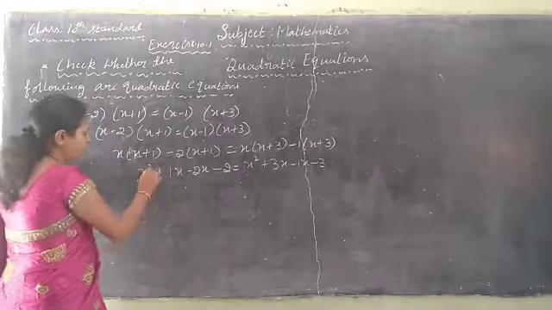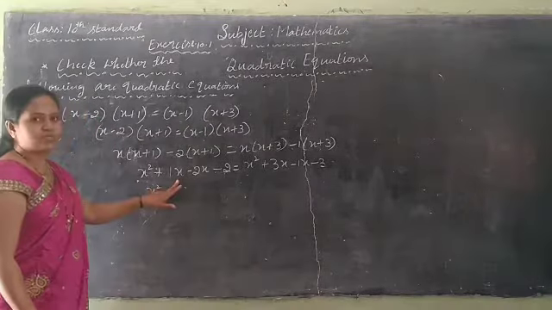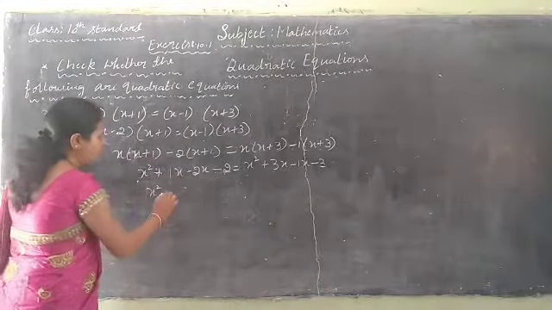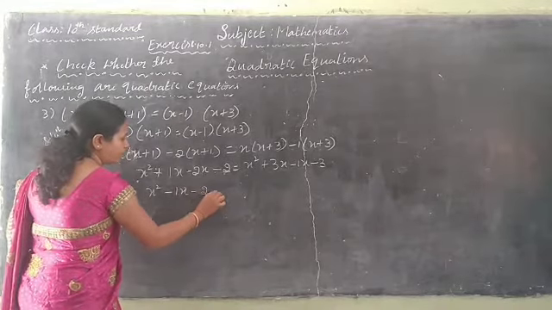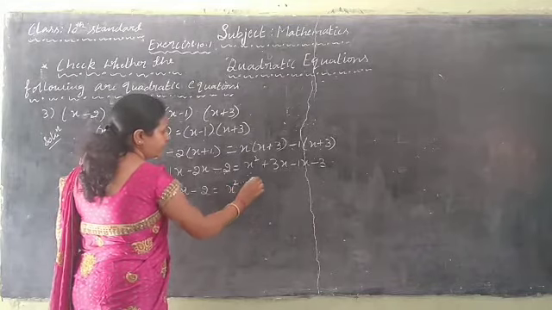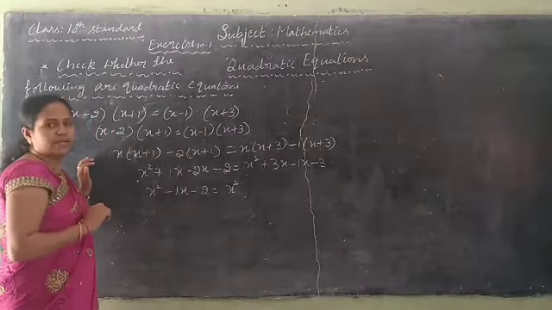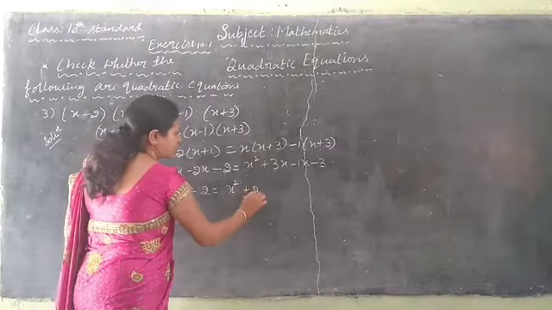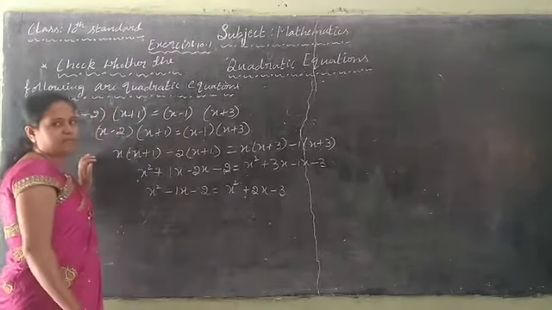Now, write down x square as it is. Now, minus 2x and plus 1x is there, children. From minus 2x, subtract 1x. What do you get? Minus 1x minus 2 equals x square, write down, plus 3x and minus 1x is there, children. From plus 3x, subtract 1x. What do you get? Plus 2x minus 3. Write down that minus 3 as it is.